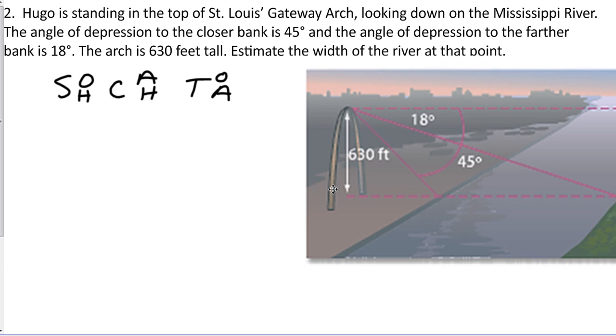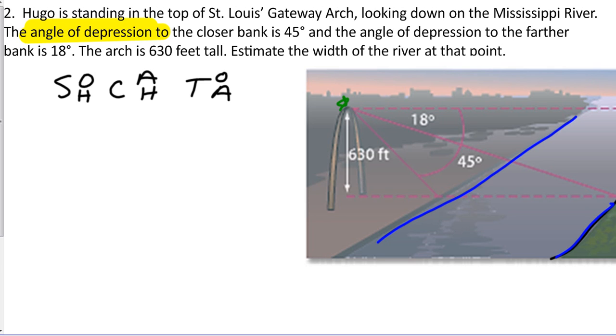So you don't need to worry about memorizing that, but we're going to need it. Let's take a look at the problem. Hugo is standing on the top of St. Louis's Gateway Arch, looking down on the Mississippi River. This picture's a little dark on your paper. Follow along. Here's the river. There it is. And Hugo must be right up there. The angle of depression to the closer bank is 45 degrees. Angle of depression is definitely a vocabulary word that you should remember.